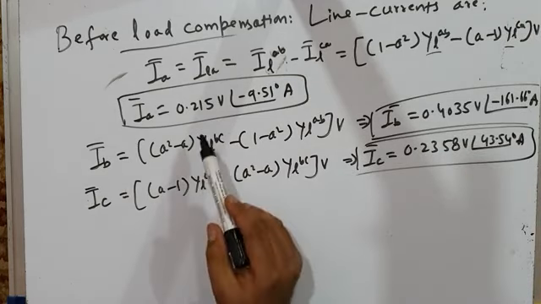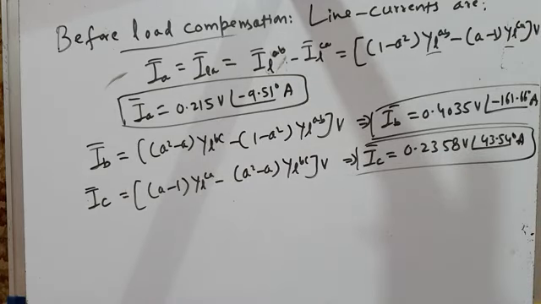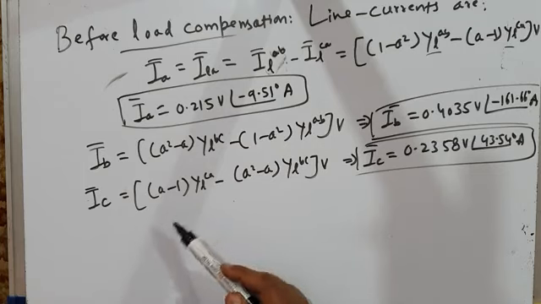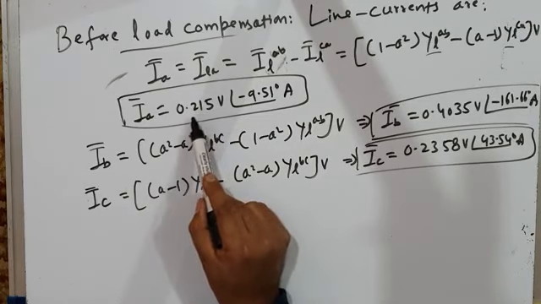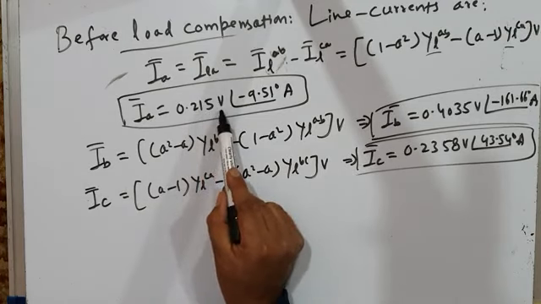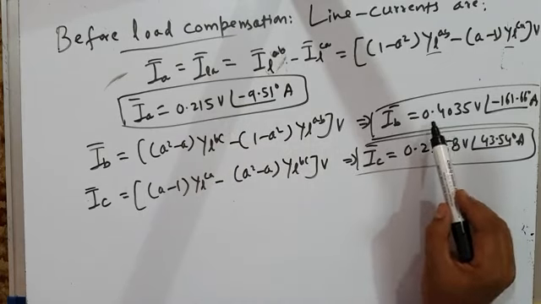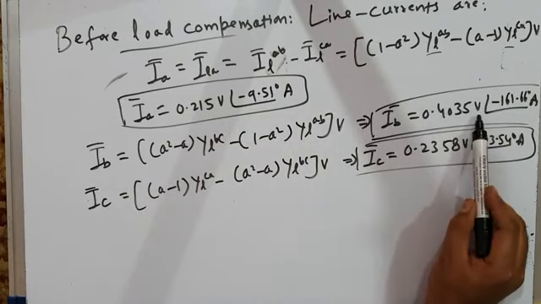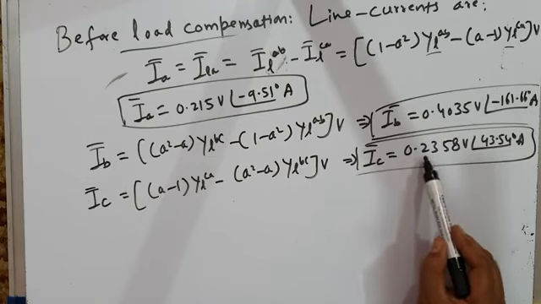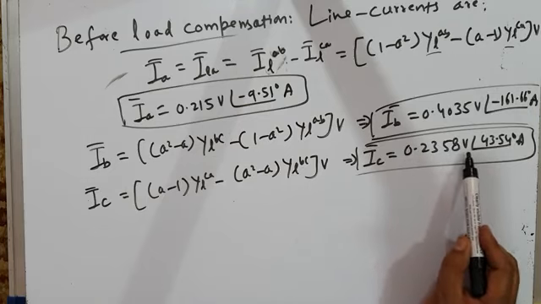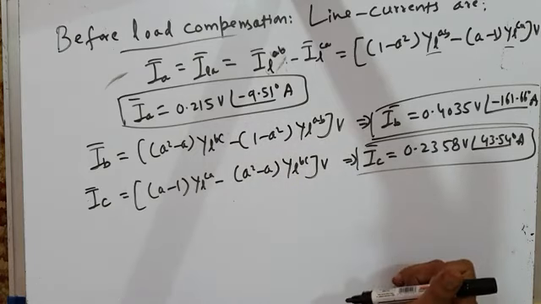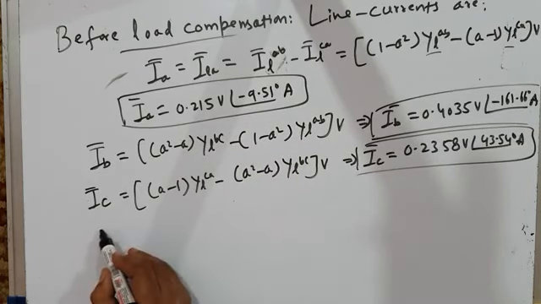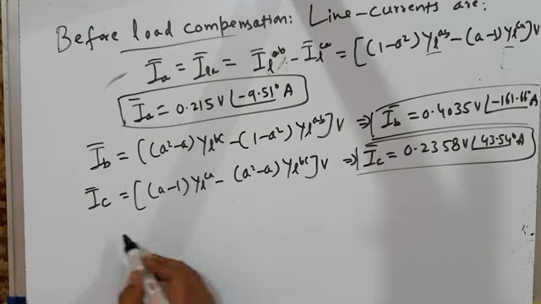Now you can see the load unbalancing. Because of load unbalancing, the three line currents will have different amplitudes. IA has an amplitude of 0.215 V amps, IB has an amplitude of 0.4035 V amps, and IC has an amplitude of 0.2358 V amps. So this clearly shows load unbalancing. You also have to find the active and reactive powers consumed by the load.